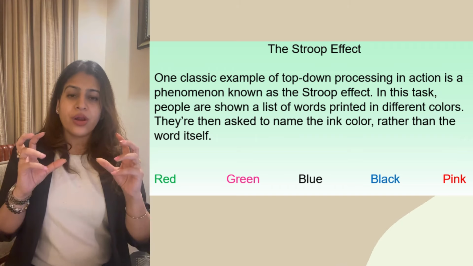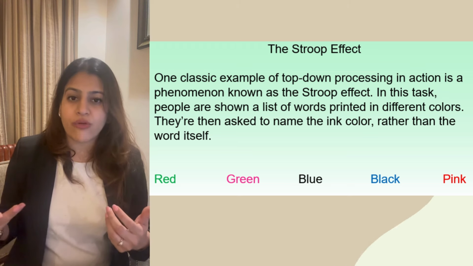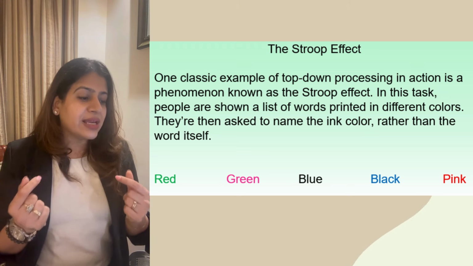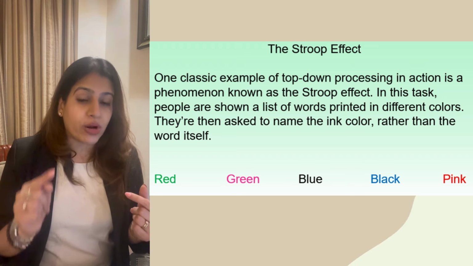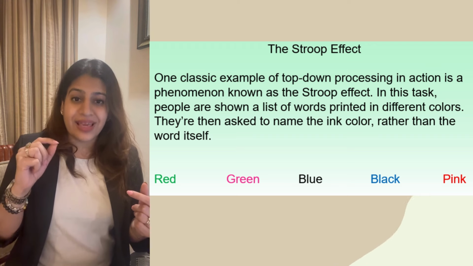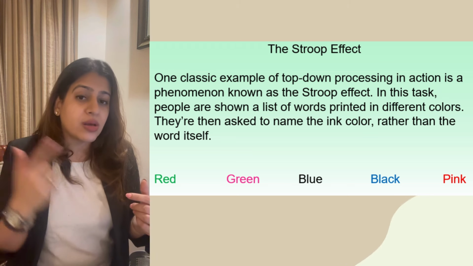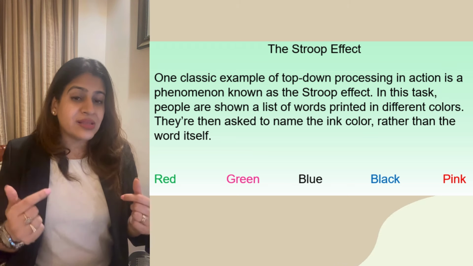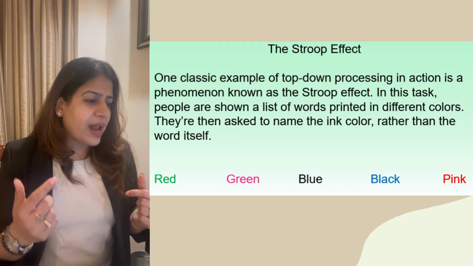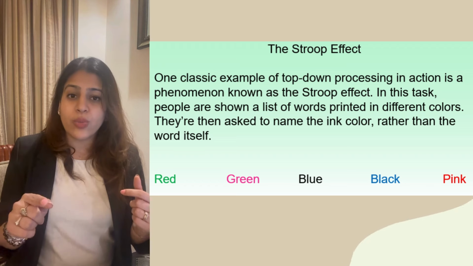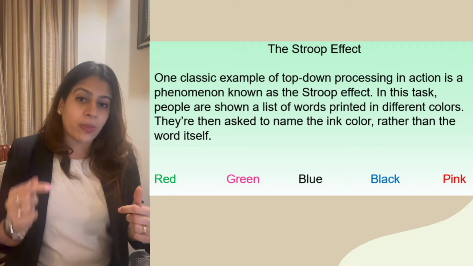If I tell you, please read the color of the word, and you say green, pink, black, blue, red, that means you are using bottom-up processing. You are saying what you are sensing. But if I tell you to speak out the colors again, and instead you make a mistake and say red, pink, black, black, pink, then what you have done is read out the words rather than the colors. This is top-down processing.